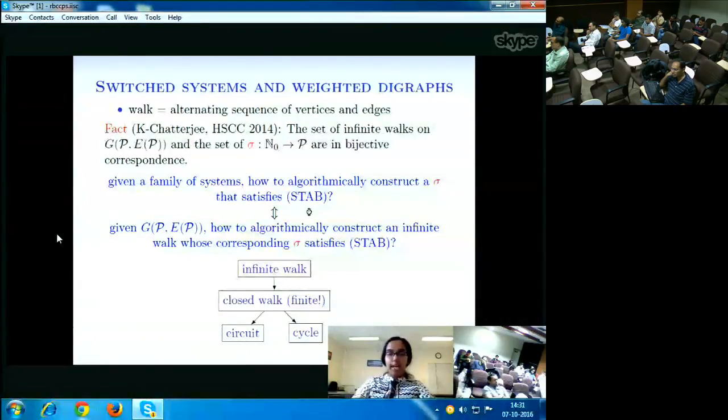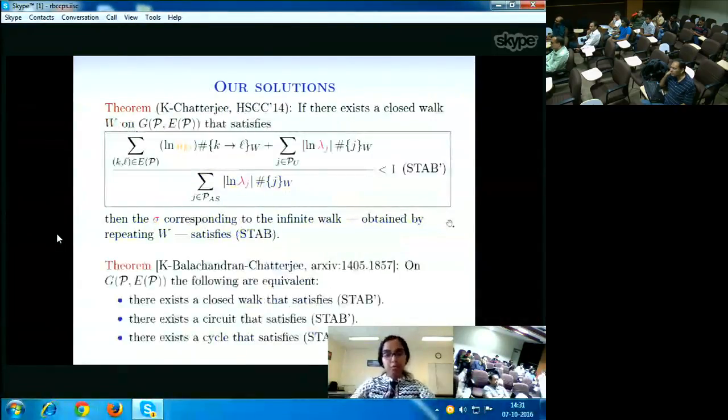So in the first step, we say that on a given weighted directed graph G, if there is a closed loop W that satisfies this condition, then you generate an infinite loop by repeating this closed loop W, and a switching signal which corresponds to this infinite loop satisfies our stability condition.